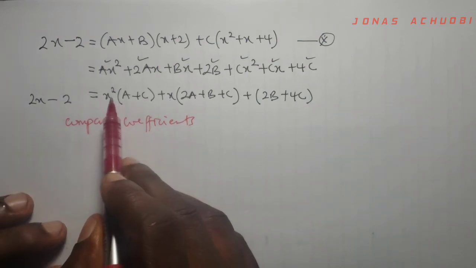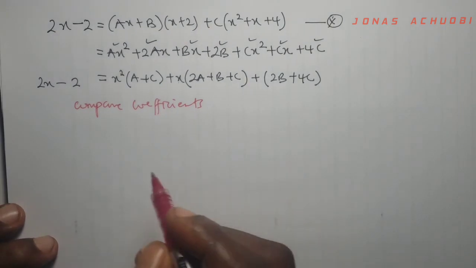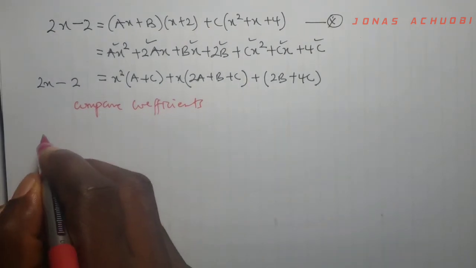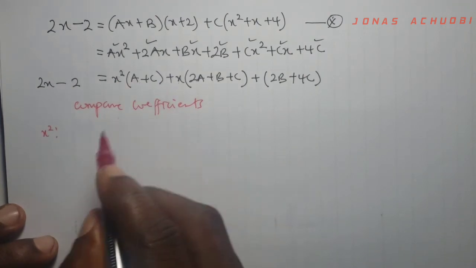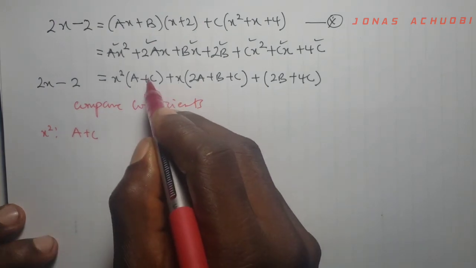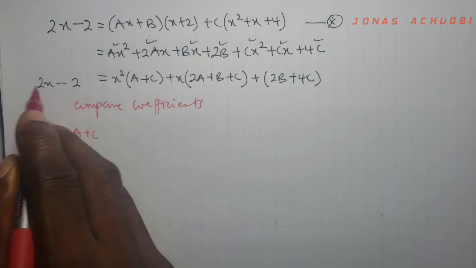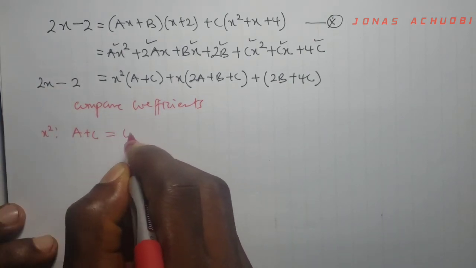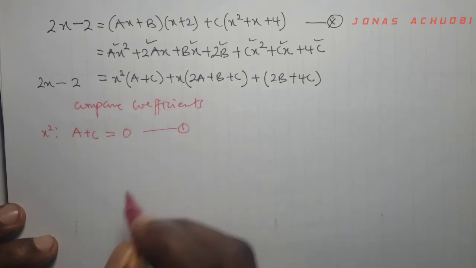Now we have x², we have x, and we have the constant term. The first thing we want to compare are the coefficients of x². Here x² has coefficient a + c. So a + c is the coefficient of x². On the left hand side, there's no x², we have only x, so the left hand side is 0. So a + c = 0. That gives us our first equation.